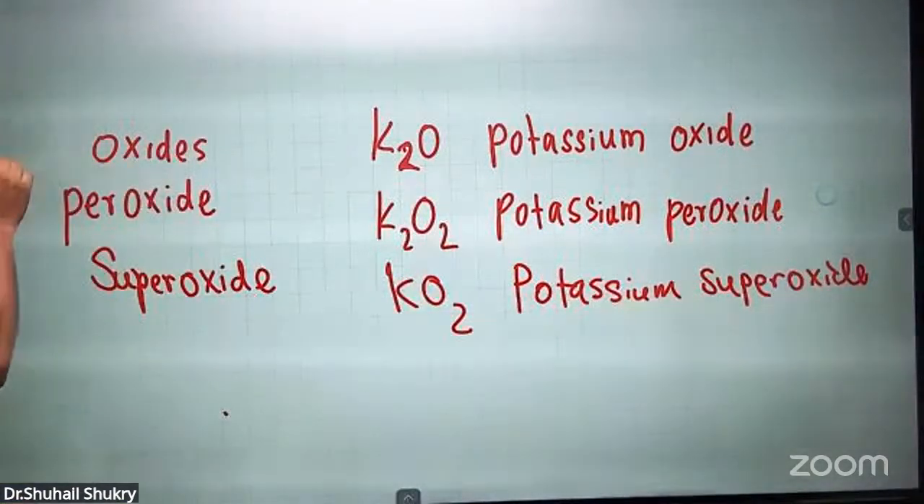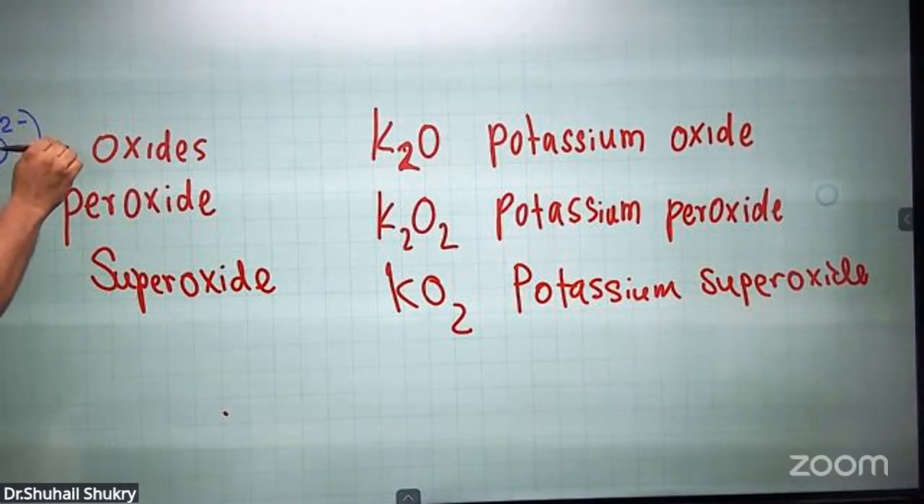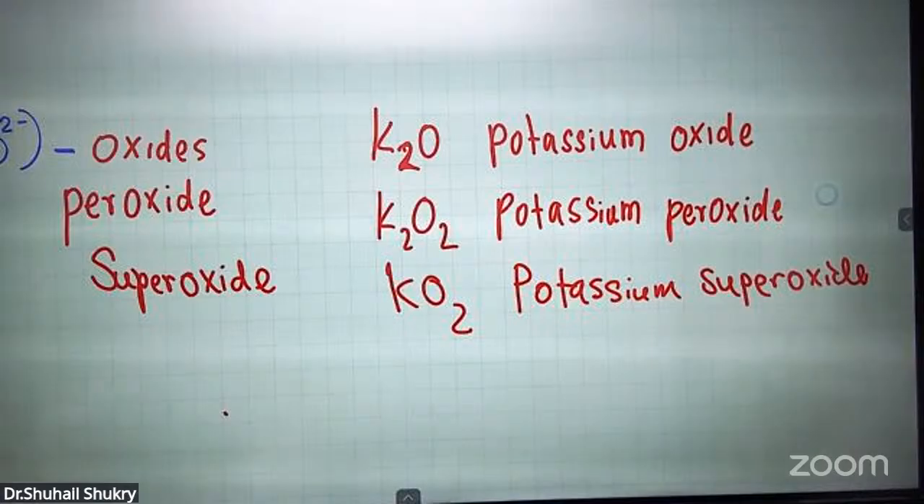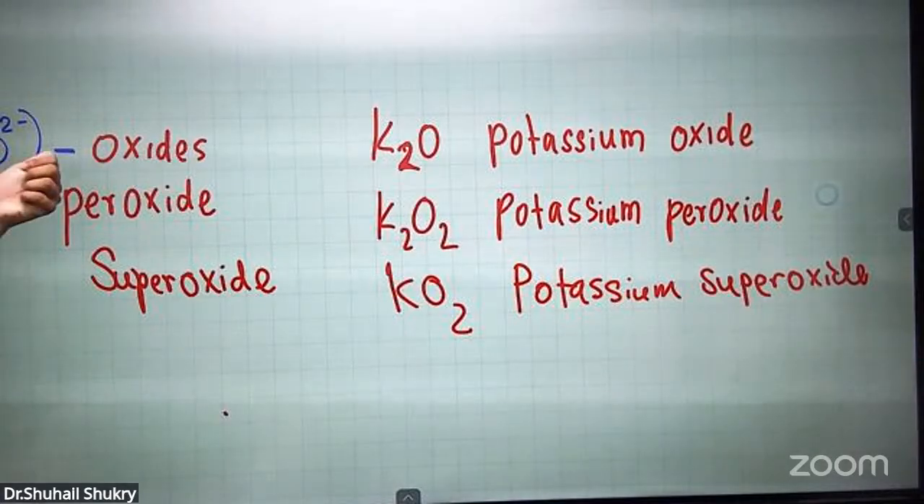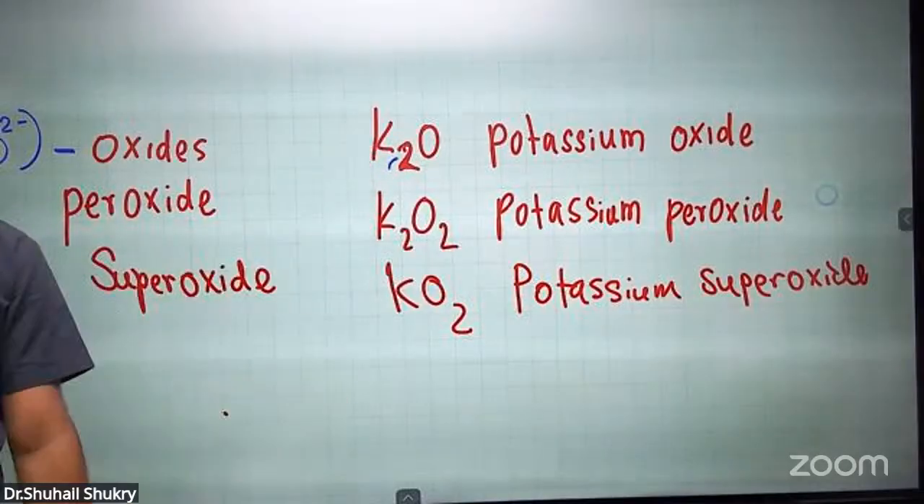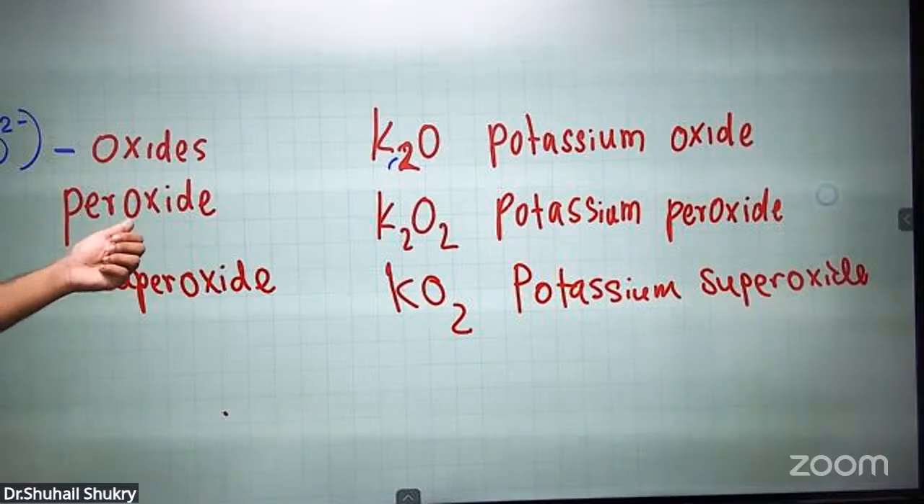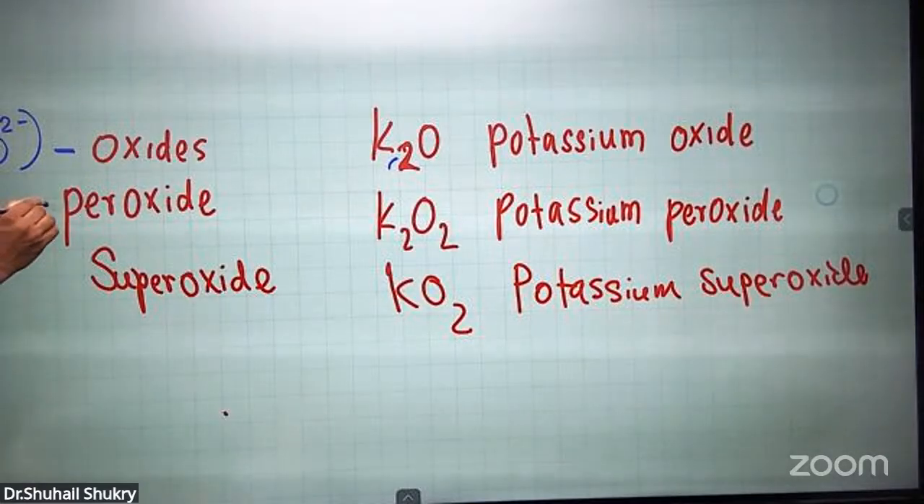Oxide means it is O2 minus, because O2 minus is only oxide. That's why they have put the valency 2. Next, peroxide. If you think like that, what would be peroxide?